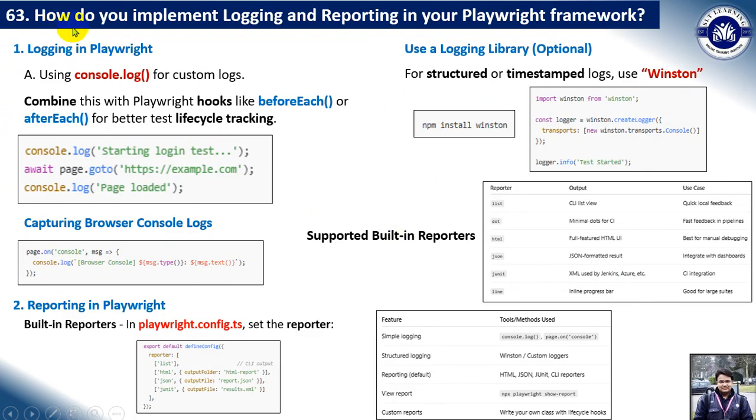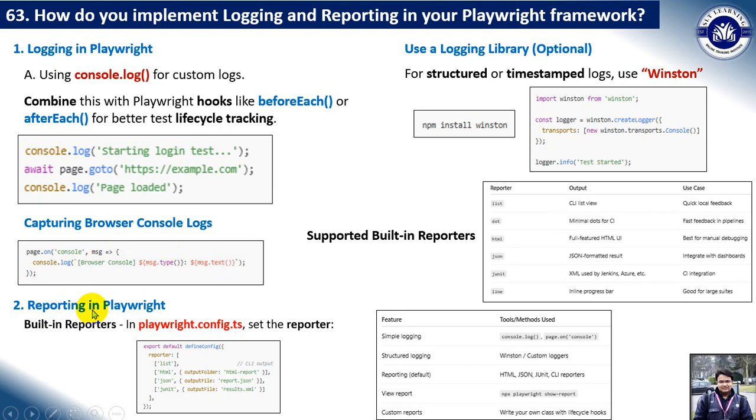So the next question will be: how do you implement logging and reporting in Playwright, okay. For logging in Playwright, we normally use console.log for custom logs. So if you want to see, this is one of the syntaxes, right? This is like starting a test case, then after each and every line you can put console.log, and this will also help you to do the logging in the Playwright test case. Then you can capture the browser console log. You can use console.log for browser console messages, and whatever messages are coming from the browser request and response and message tags, you can also capture and print into the console.log, okay.